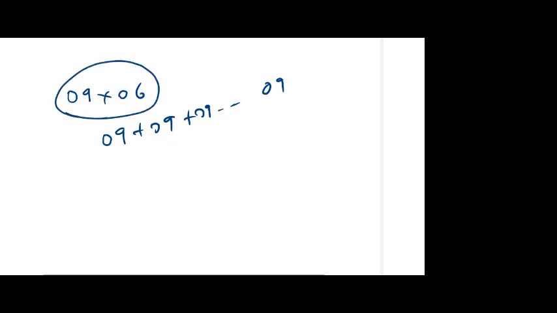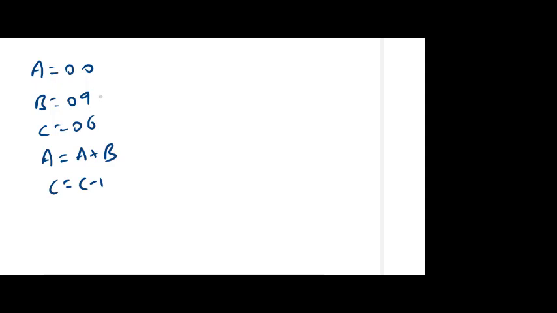Now in case of 8085, addition cannot be done without A, so we need to take A. What we do is we make A equal to 0, then store one of the numbers in register B, the other number in register C. Then we make A equal to A plus B, and do C equal to C minus 1, because we need to add this 9, 6 times. So we need to run a counter so that this addition continues, A plus B, until C becomes 0.